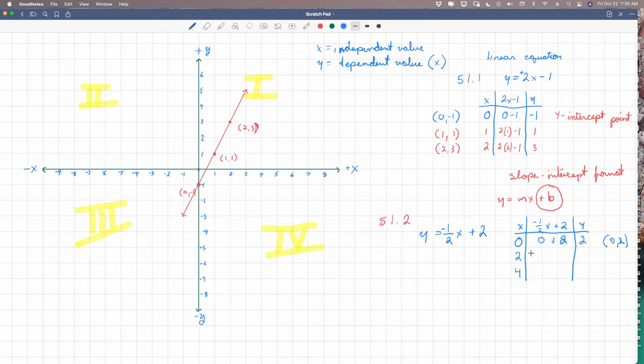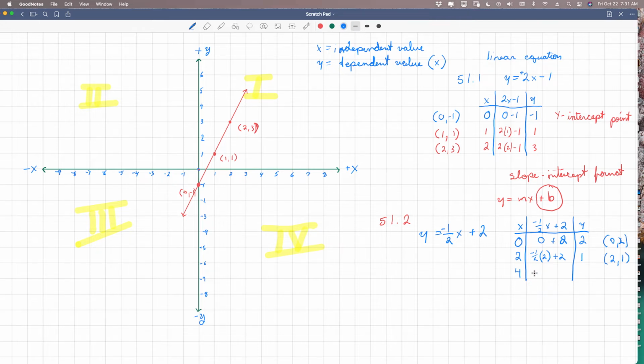All right, so when I put in -1/2 times 2, plus 2, 2 times a -1 is going to be a -2. -2 over 2, that's going to be a -1. So -1 plus 2 leaves a 1. So my next point is going to be 2, 1.